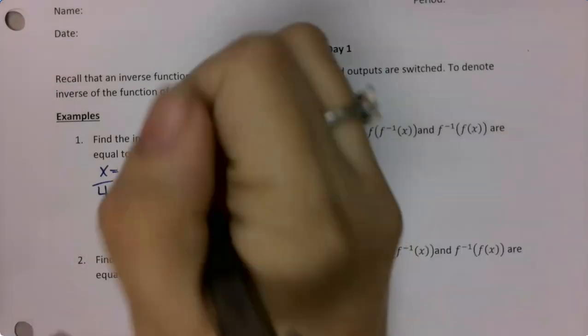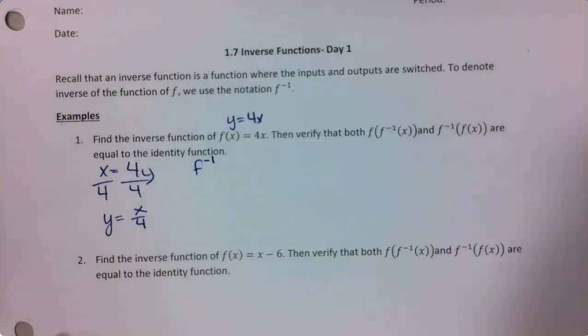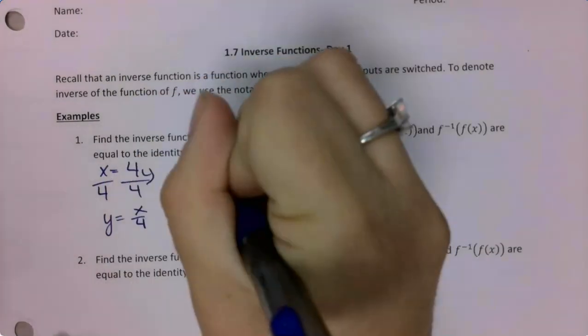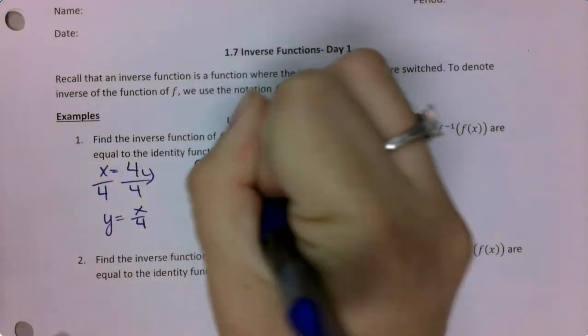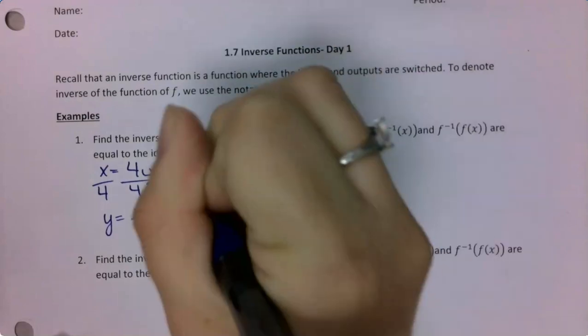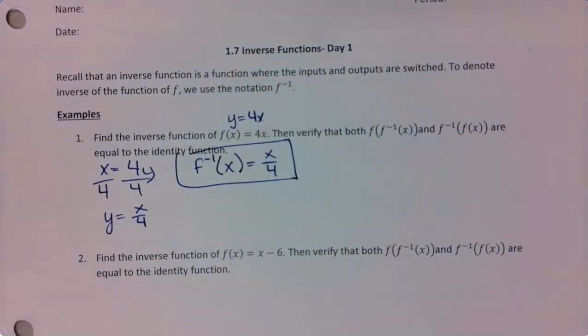So then my inverse function is using this inverse notation. And then I'm going to write f inverse of x equals x over 4. So at the final step, I replace my y with my inverse notation.